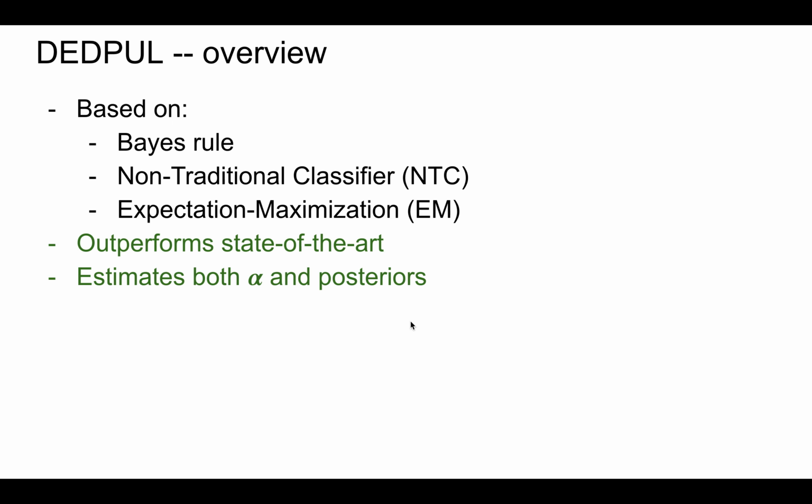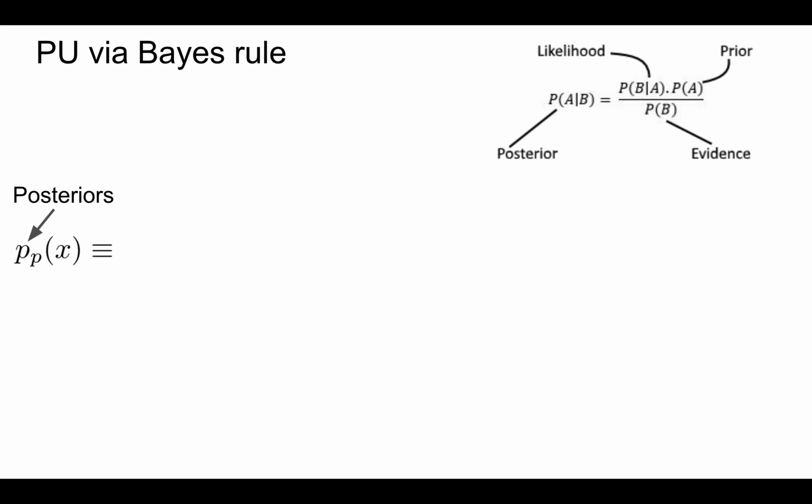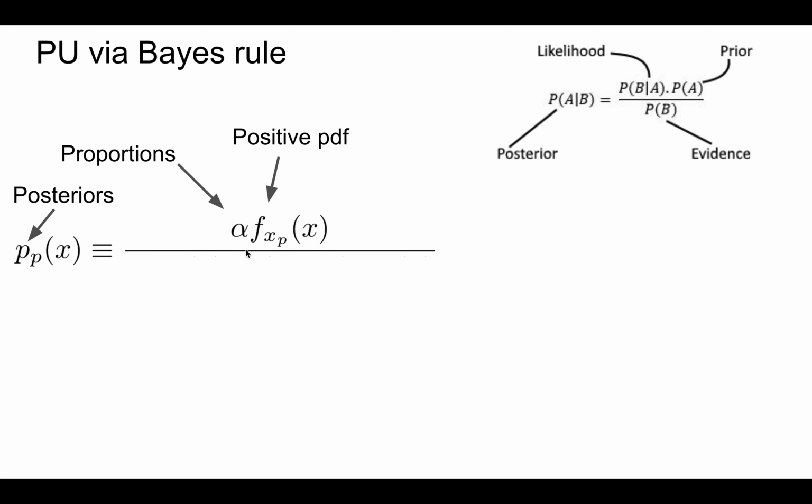So how does it work? First, we'll start with the Bayes rule. And here on the right is a little reminder that in the Bayes rule we have the posterior probability, and it can be decomposed as priors times likelihood divided by evidence. In our problem, the posterior is the probability that x is positive. It can be decomposed as alpha, which is the prior probability, times the likelihood, which is the probability density function of positive data, or in short, positive density. It's going to be denoted as f, and here p denotes positives.